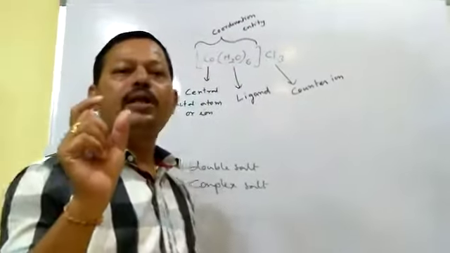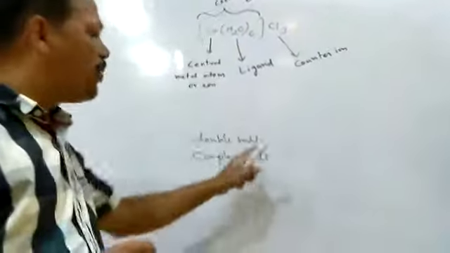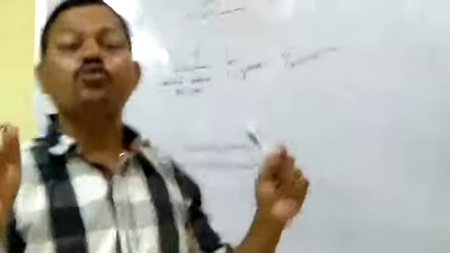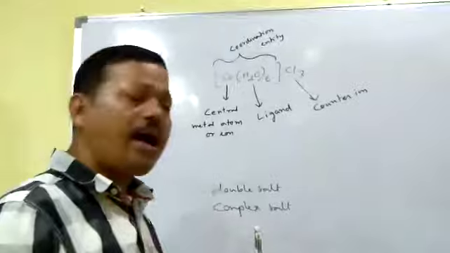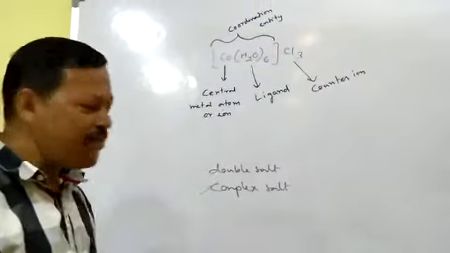Double salt you will get when you mix two salts in unequimolar amount, and complex salt you will get when you mix two salts in unequimolar amount. Now there are some differences also.